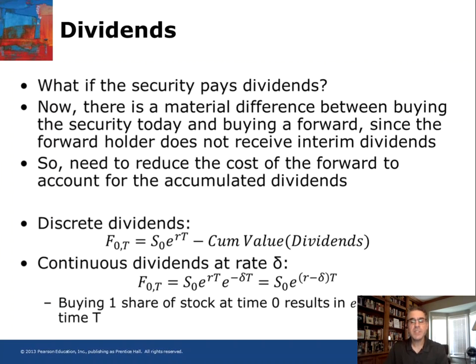With a continuously compounded dividend rate, if you buy 1 share of stock at time 0, you will essentially have e to the delta t shares of stock at time t. If the dividends are automatically reinvested, this is exactly what you'd have. If the dividends are paid in cash, you will have cash equal to e to the delta t minus 1 shares of stock.